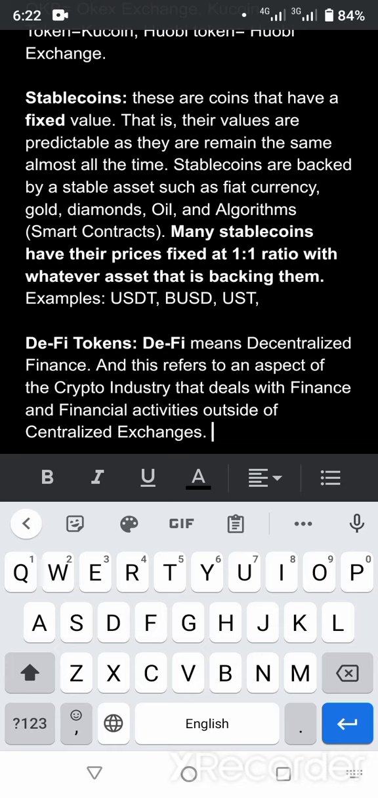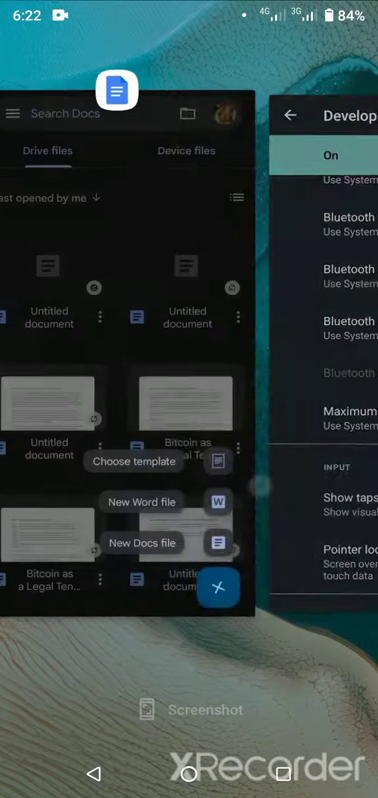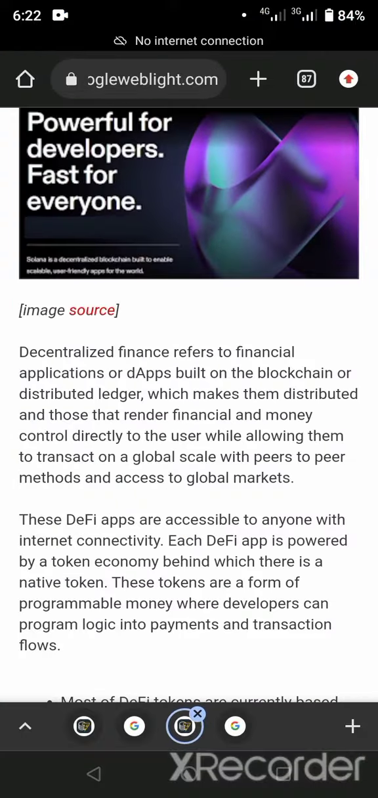Okay, I think I have a saved page here. Let me check for it. Okay, yeah, here it is.